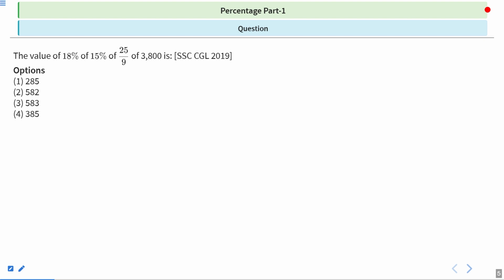The value of 18% of 15% of 25 by 9 of 3800 is, and this question was asked in SSC CGL in 2019. Now there are four options: 1 is 285, B is 582, 3 is 583, and 4 is 385. Now you have 10 seconds to solve this question. Your time starts now.